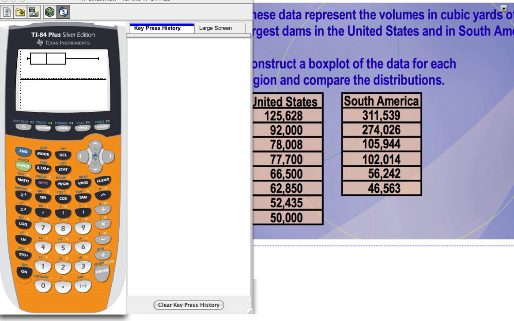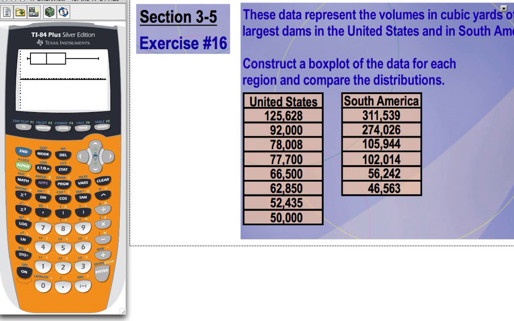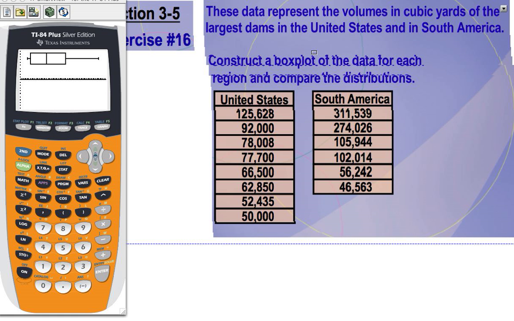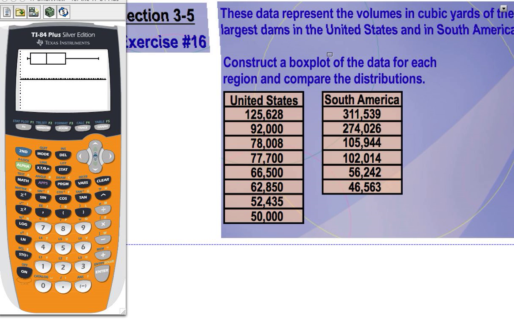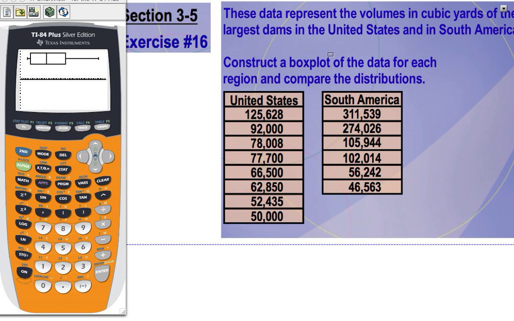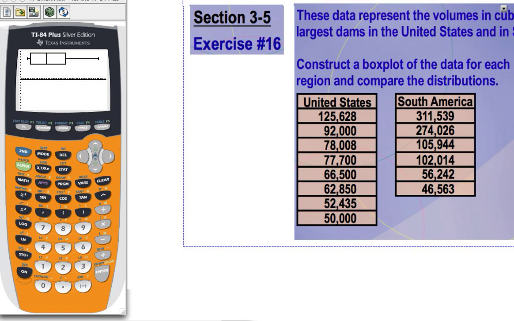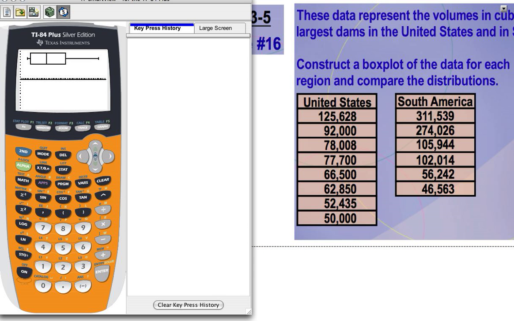The question basically says that these data represent the volume in cubic yards of the largest dams in the United States and South America. Construct a box plot of the data for each region and compare the distributions. So what I'm looking to do here is go back to my home screen. So I go second mode. That takes me back to my home screen.